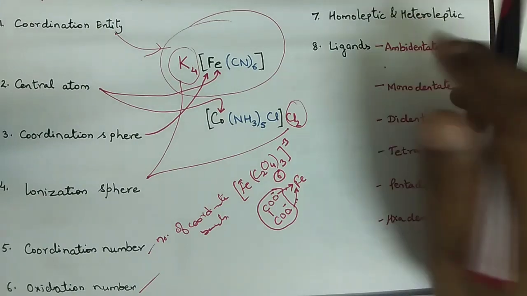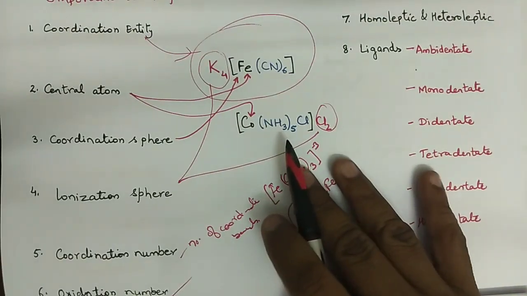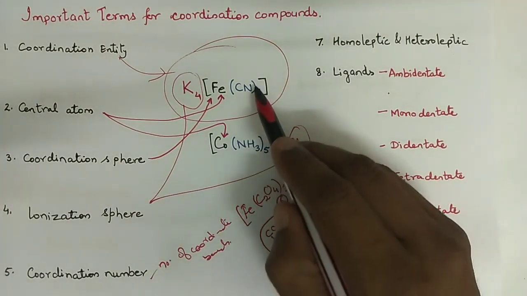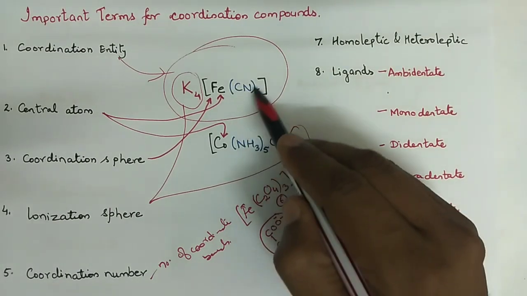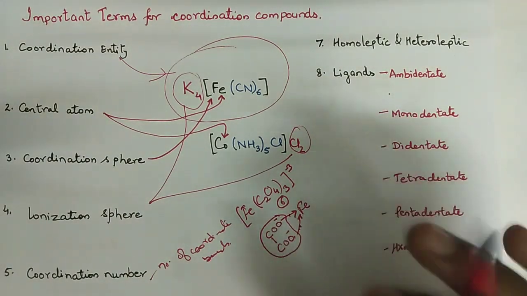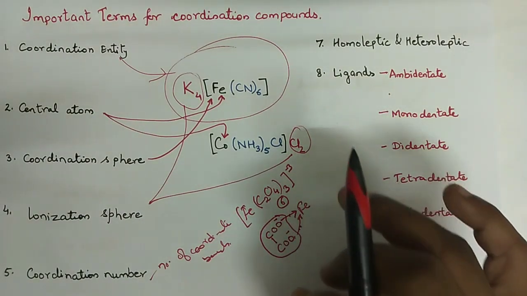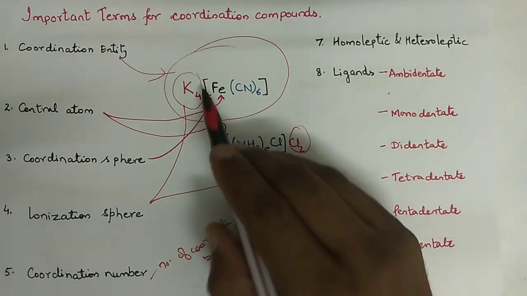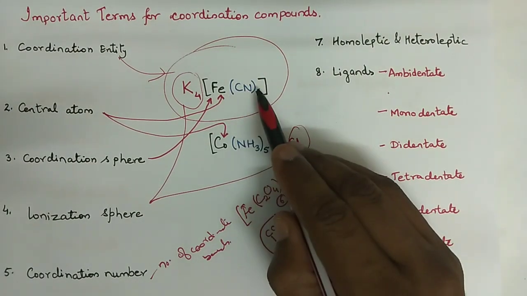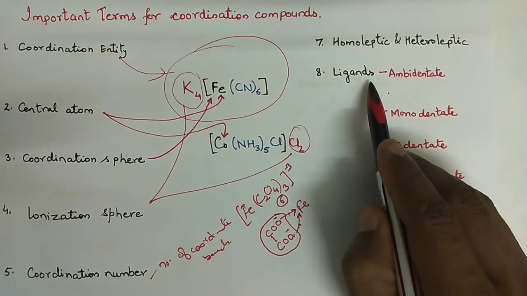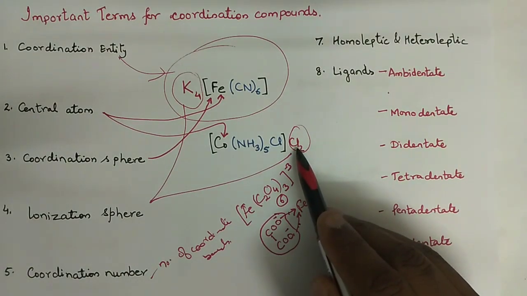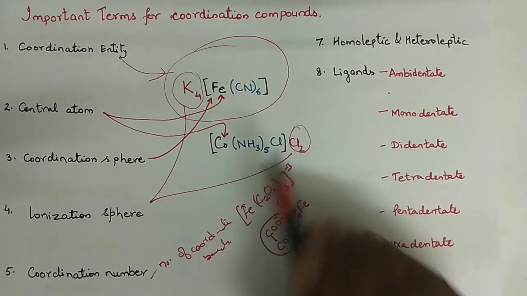What are homoleptic and heteroleptic complexes? Before going for this, let us go to ligands. Here is a word that I would like to define: earlier we called this a cyanide ion, an ammonia molecule, a chloride ion. Now, whatever species you find inside the coordination sphere, those species are called ligands. So this chloride inside is called a ligand, while the chloride outside is not called a ligand.